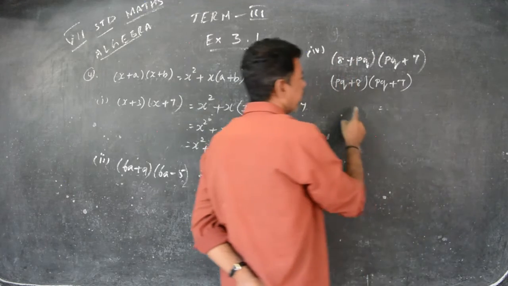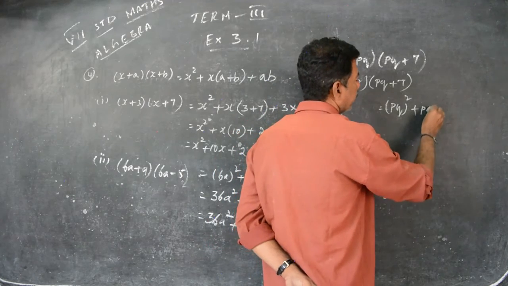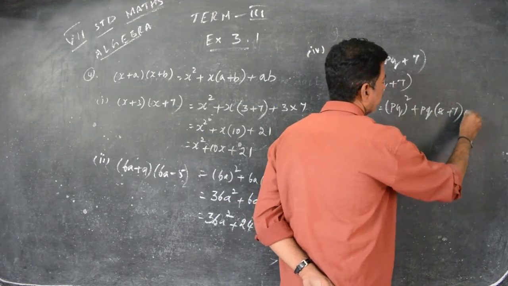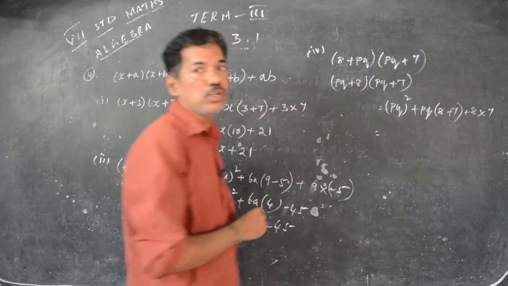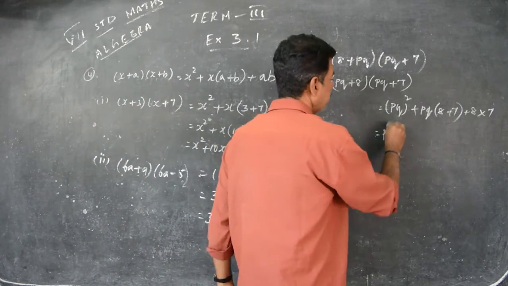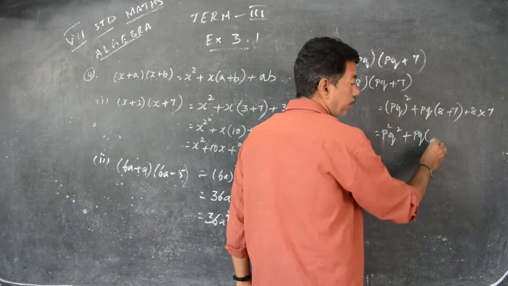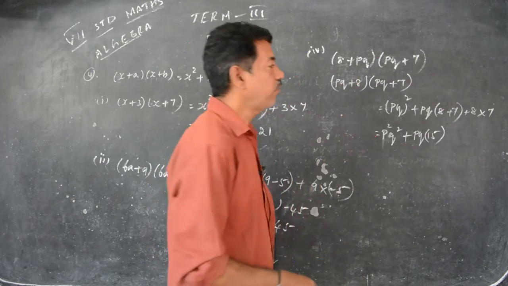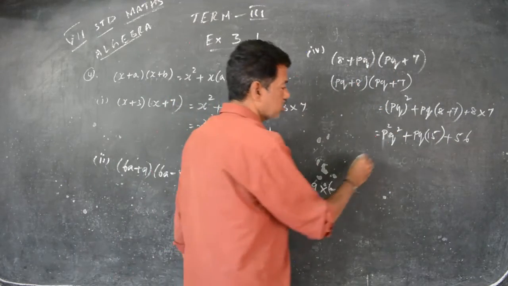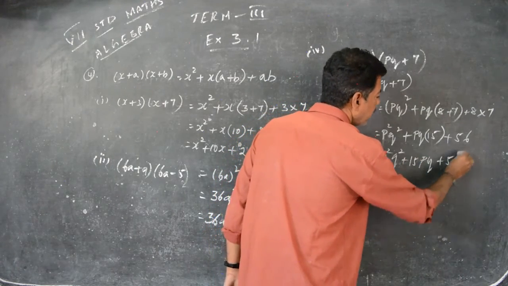Now, what is there in place of x? PQ. What is a? 8. b is 7. Plus 8 into 7. Here both are letters, so P square Q square plus PQ. 8 plus 7 added is 15. Plus 8 sevens are 56. Therefore P square Q square plus 15 PQ plus 56.